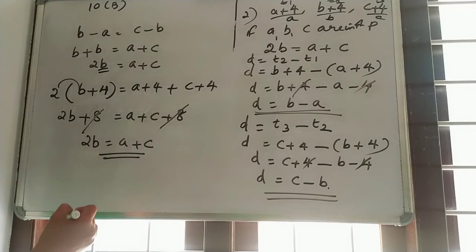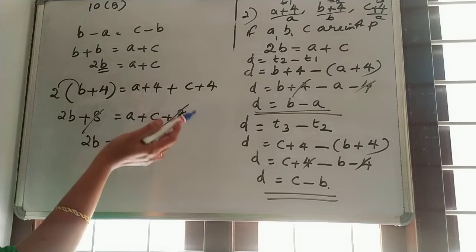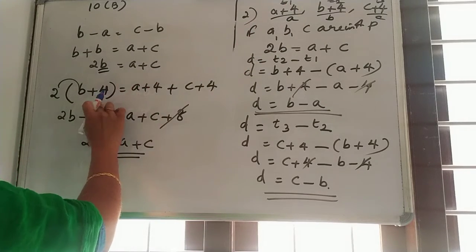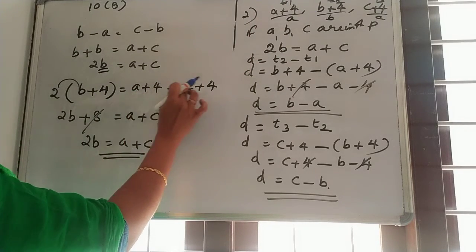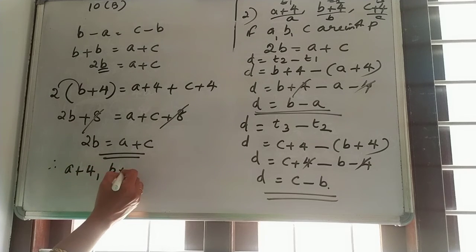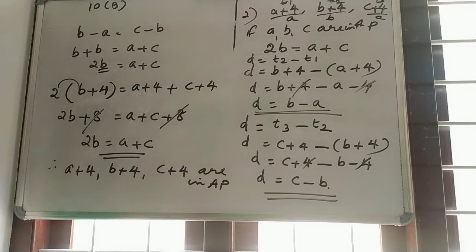Same thing we got, no? So we can say that A plus 4, B plus 4 and C plus 4 are in AP. If A, B, C are in AP, we can write 2B is equal to A plus C. So instead of B we replace it as B plus 4, instead of A as A plus 4, and C plus 4. So the final answer you will get is 2B is equal to A plus C. Therefore, A plus 4, B plus 4, C plus 4 are in AP. This is the second part.